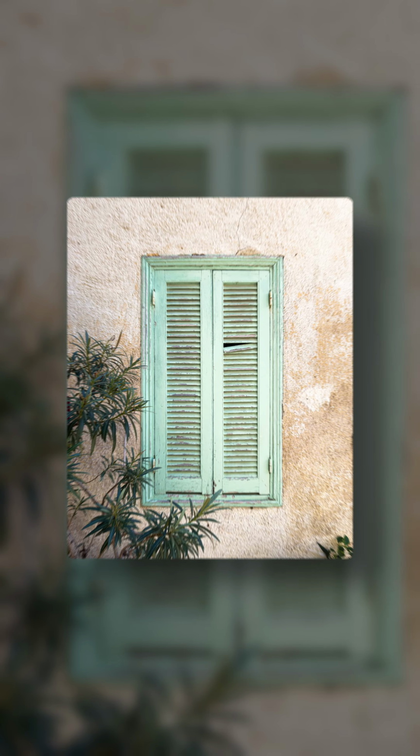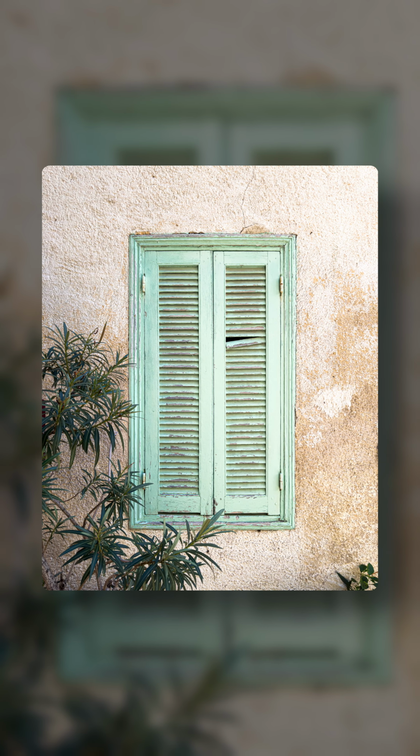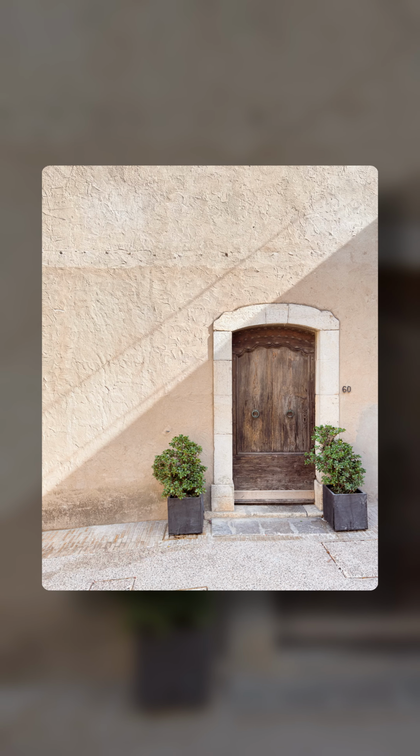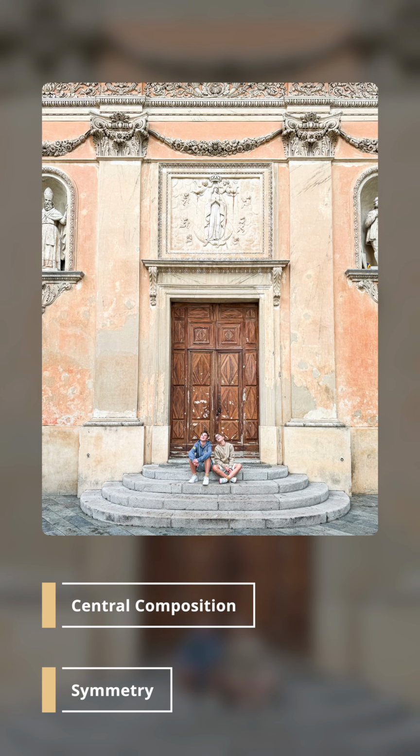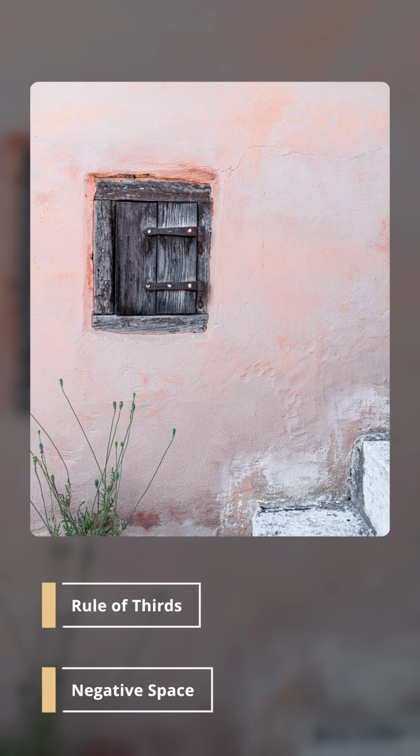Alternatively, we can make more minimal compositions by increasing the negative space. Look for simple compositions with only one subject matter, and experiment with pushing the subject matter towards the edge of the frame more. Often a great composition is a combination of two or more of these rules. So don't be afraid to experiment with your compositions. That's the beauty of digital photography.